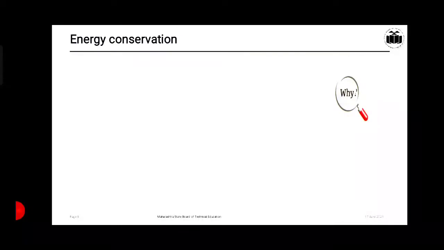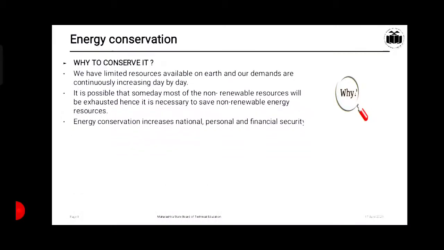So energy conservation is very important, because in the previous point we were going to discuss the conservation of energy. Now the question arises: why are we going to conserve this energy? Because we have limited resources available on earth and our demand is continuously increasing day by day.